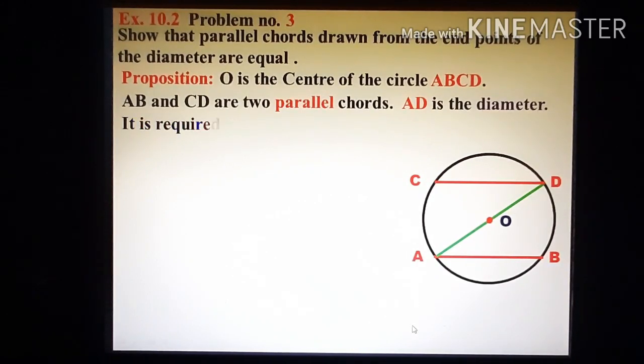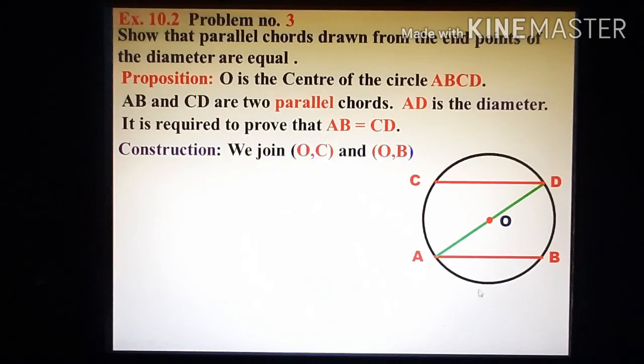Now, what do we have to do? It is required to prove that AB is equal to CD. So now, what is the construction part? Let's see. We join OC and OB. When we join OC and OB, how many triangles are formed here?